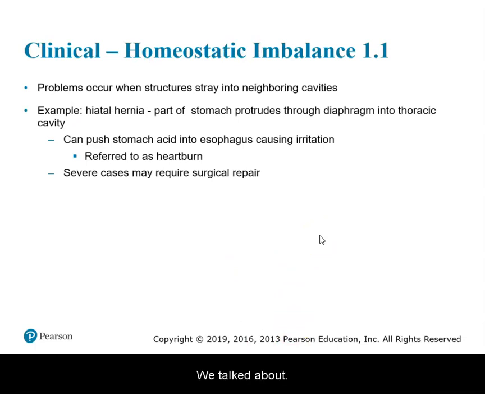So we talked about homeostasis in part 1 of this chapter, and we have different organ systems that help maintain homeostasis within the body. So problems can occur when structures stray or invade neighboring cavities. For example, we have a condition known as a hiatal hernia.